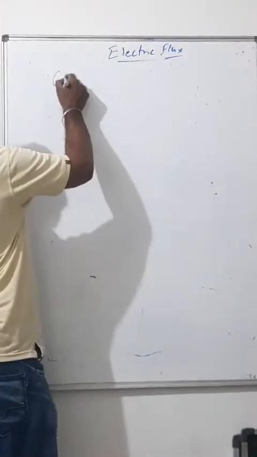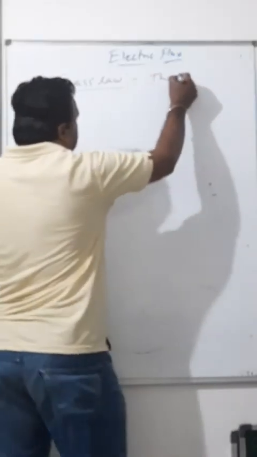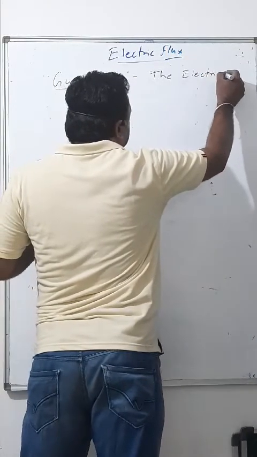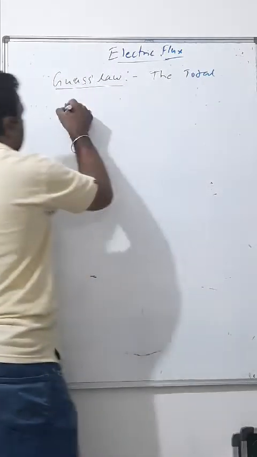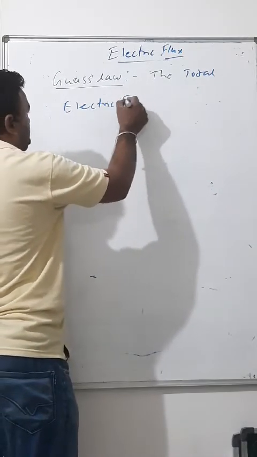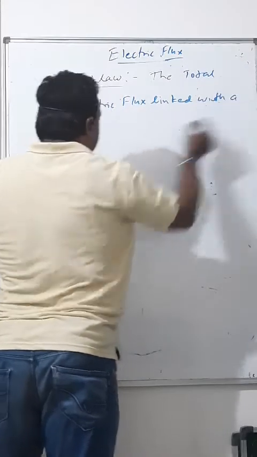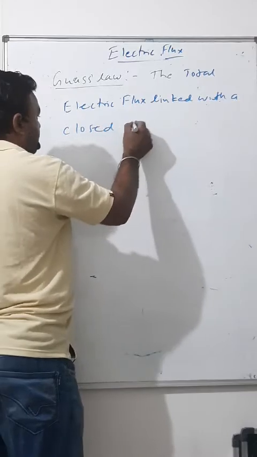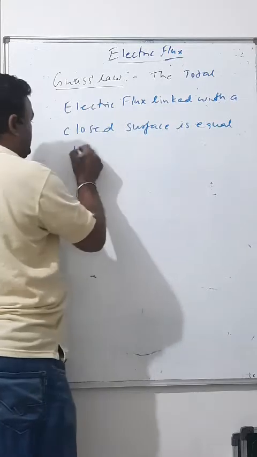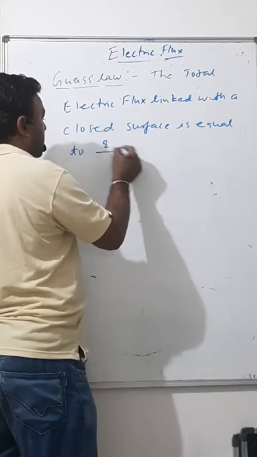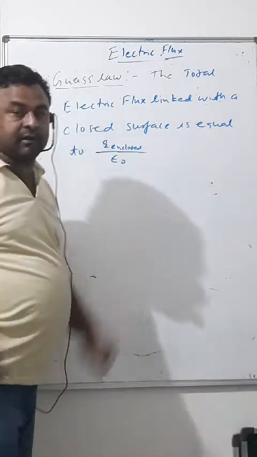Now Gauss theorem, or Gauss law, says: the total electric flux linked with a closed surface is equal to Q enclosed upon epsilon. Now let's understand.